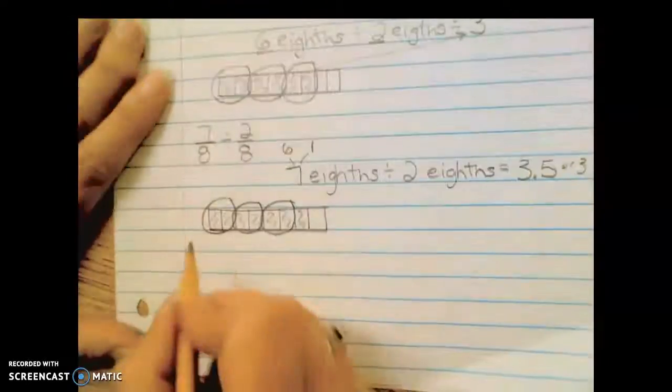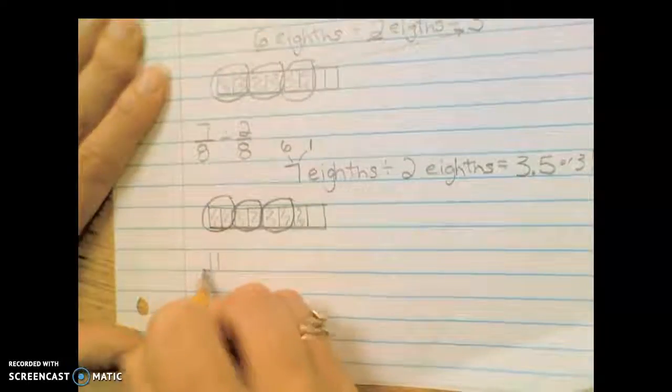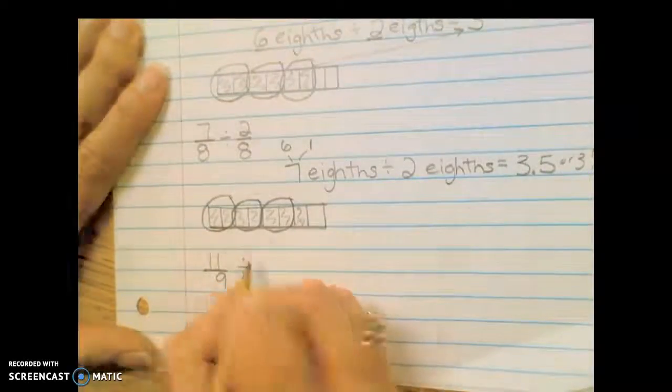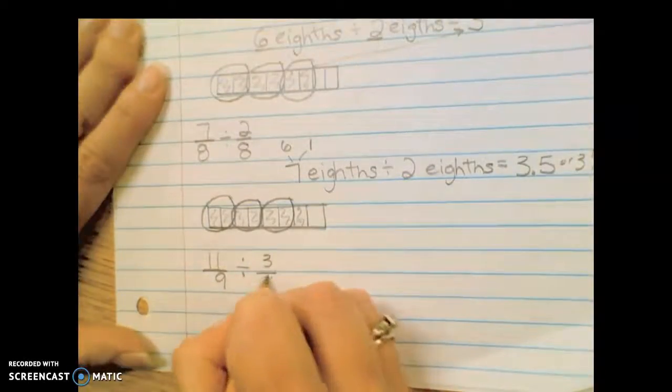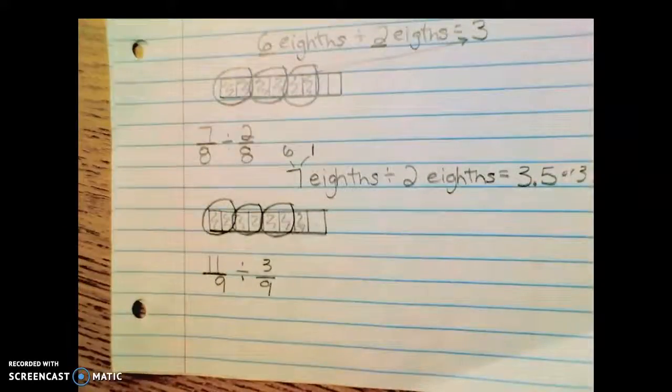Let's try 11 ninths divided by 3 ninths. So thinking about it as normal division, 11 ducks divided into groups of 3 ducks, 11 cookies divided into groups of 3 cookies. What would I get? Well, I'm not going to get a whole answer because 11 doesn't divide evenly by 3. So that tells me I have a part.